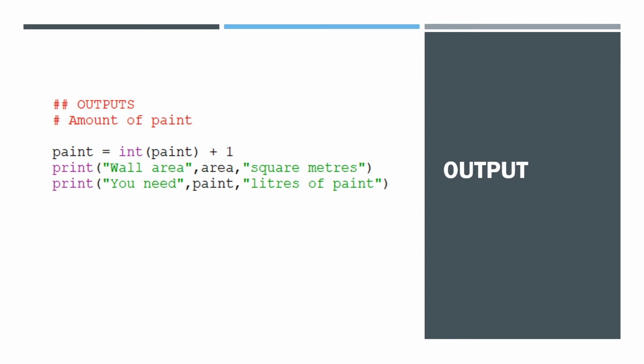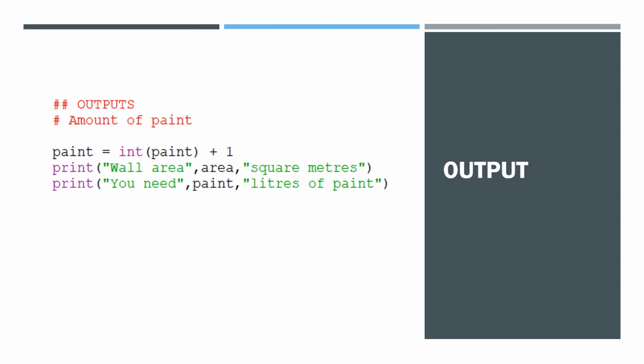I thought that paint always comes in cans of whole litres. So if a room needs 5.2 litres of paint, they're going to have to buy 6 litres of paint, aren't they? It's got to be rounded up because you can't buy a partial litre of paint and you don't want to run out before the end of the room.